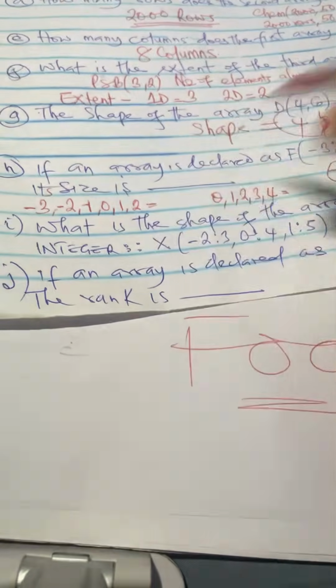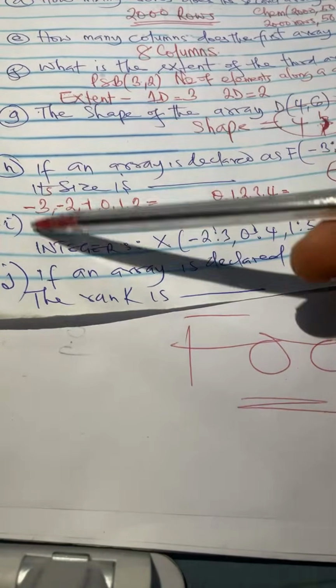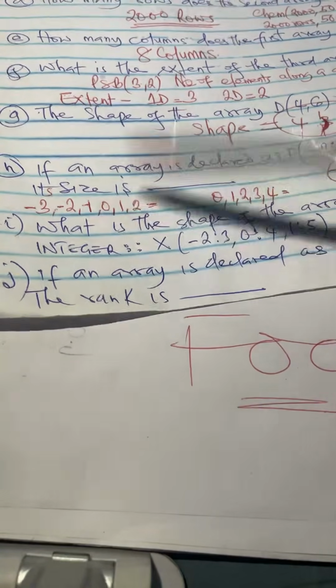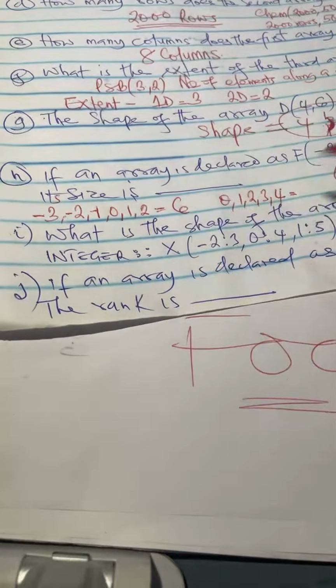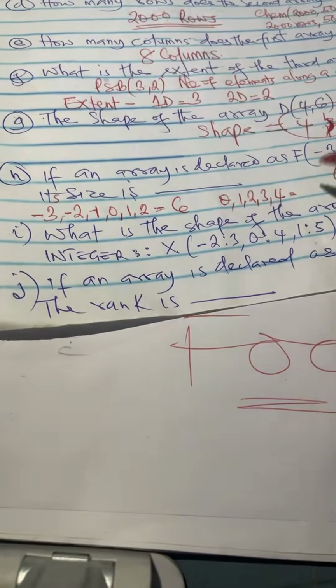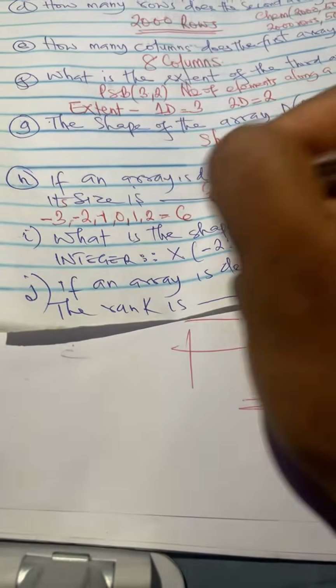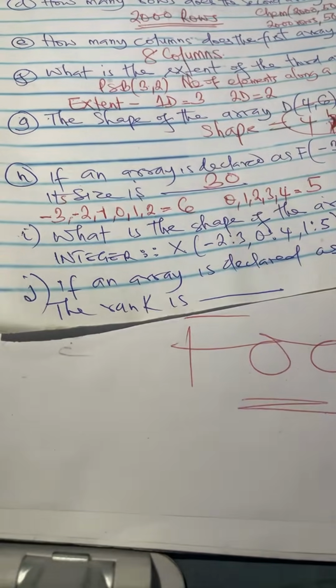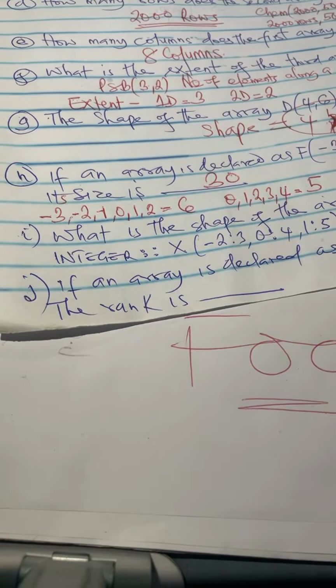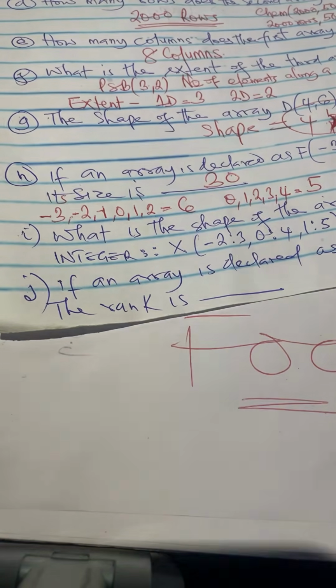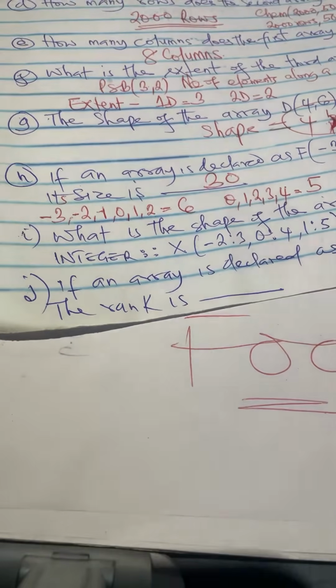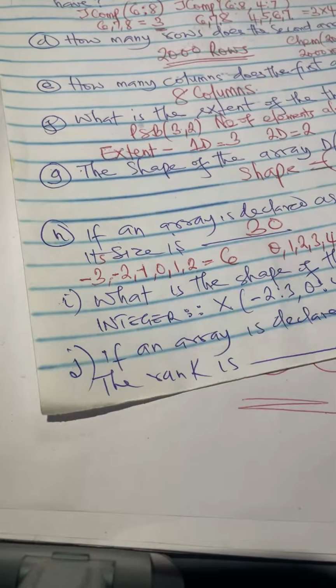So now we count the number of values and multiply them. How many values are here? 1 2 3 4 5 6. So there are 6 values here. How many are here? 1 2 3 4 5. So there are 5 values here. So 6 times 5 will give us what? It will give us 30. So the size is simply 30. All right. So that's how to navigate size.